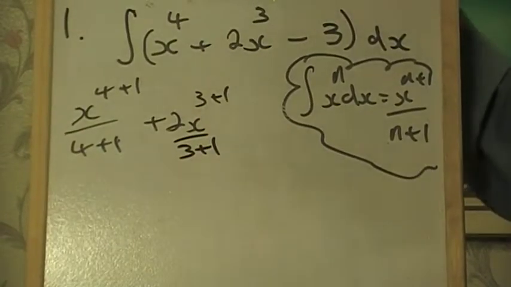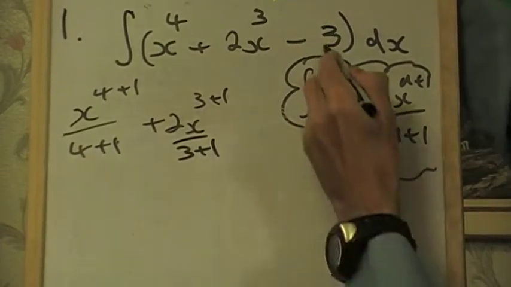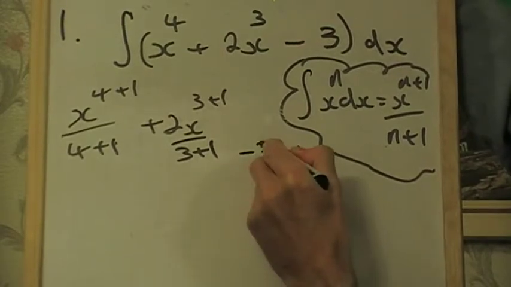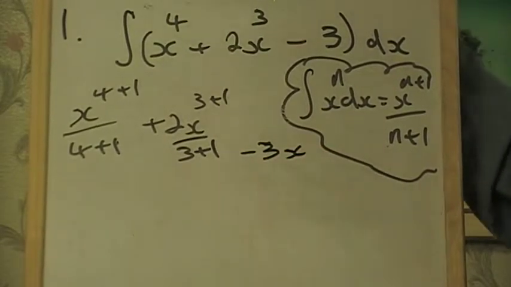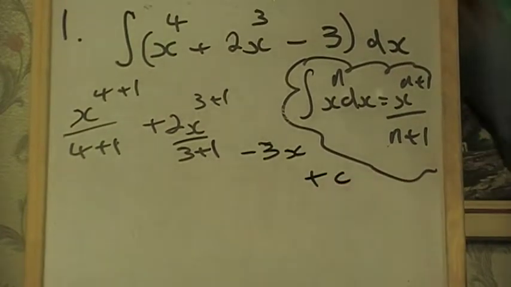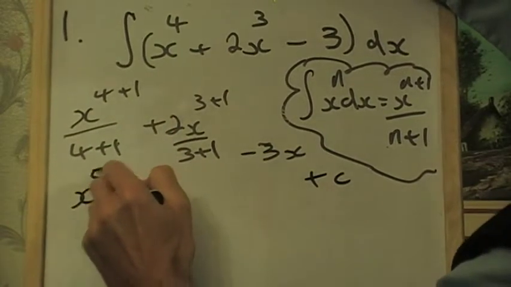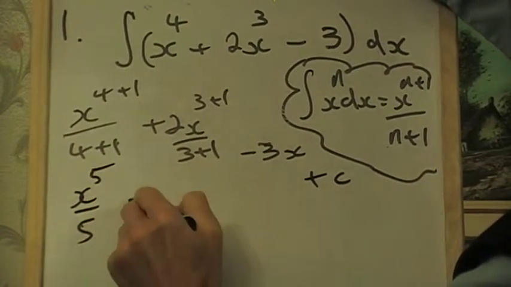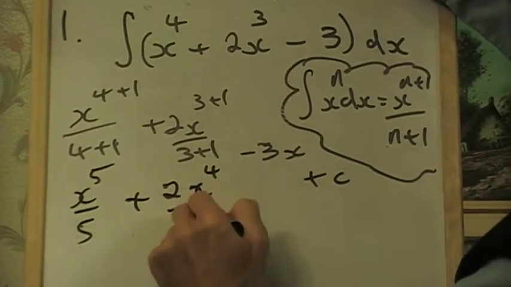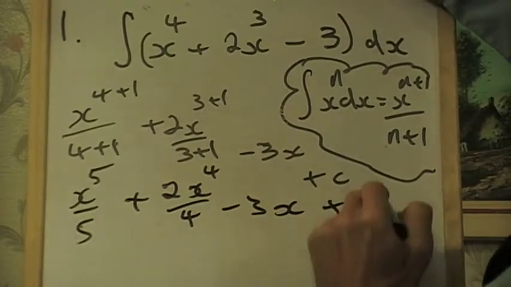Well, those two were quite easy, but what about the minus 3? Well, if we integrate minus 3, we actually will get minus 3x. You may know that from your mathematics that you've done before. And of course we don't forget the constant on the end. We simplify the first part, and that's x to the 5 over 5 plus 2x to the 4 over 4 minus 3x plus the constant.